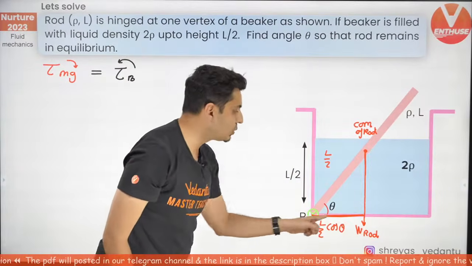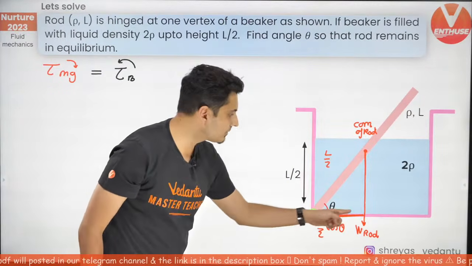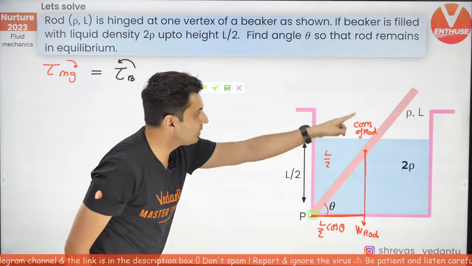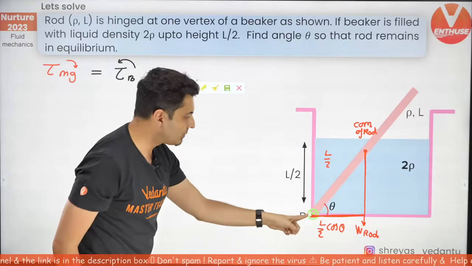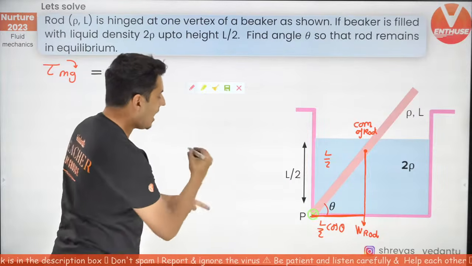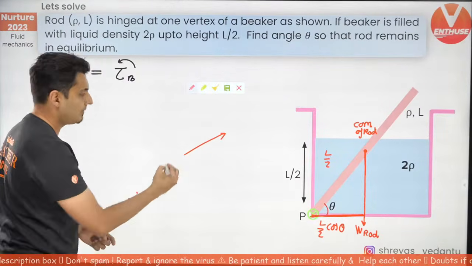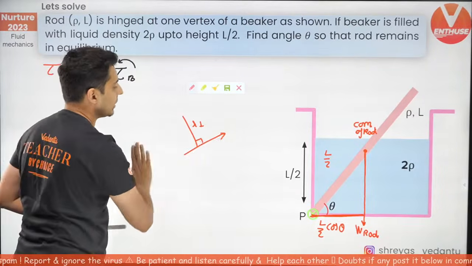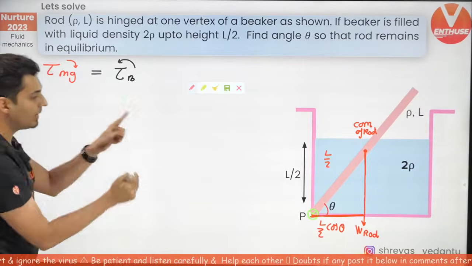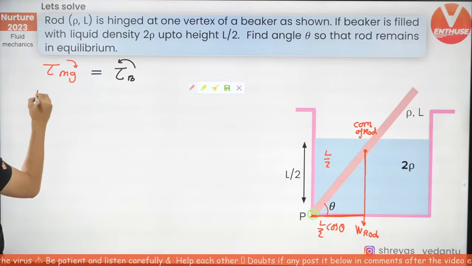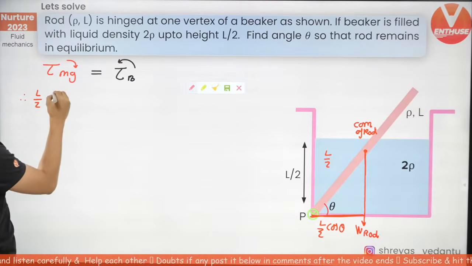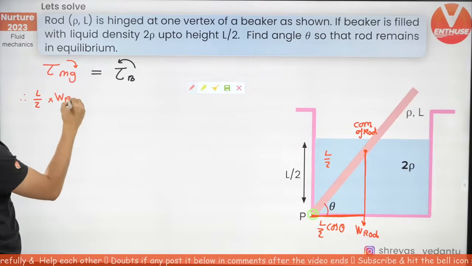Won't it be L by 2 cos theta? Everybody agrees with this. So can I say the torque because of the rod's weight, about this point, will be this perpendicular, R perpendicular. If there is R and F, you always draw the perpendicular. R perpendicular into force is the torque. Remember this. So that perpendicular distance is L by 2 and the force is the weight of that rod.